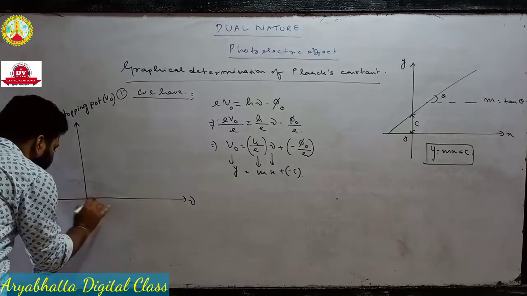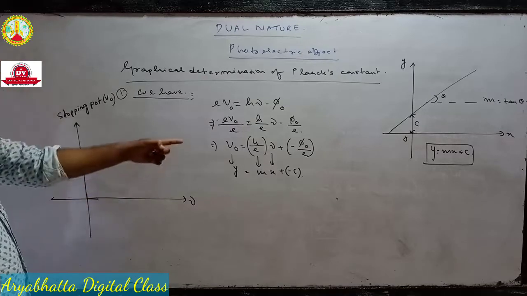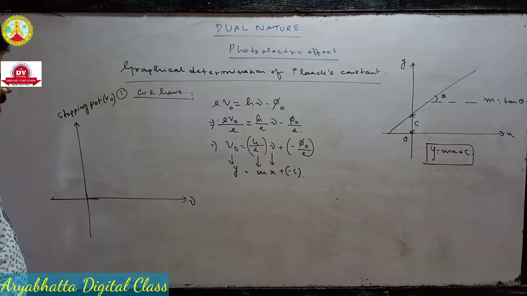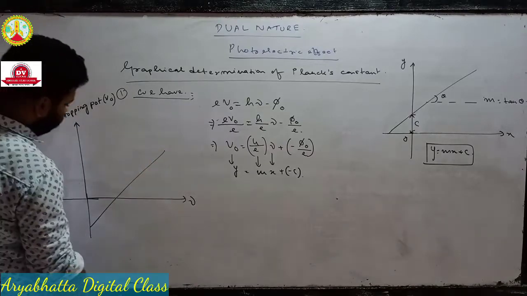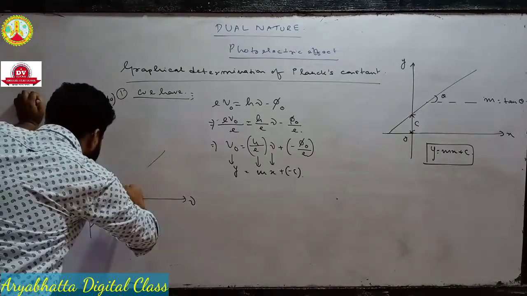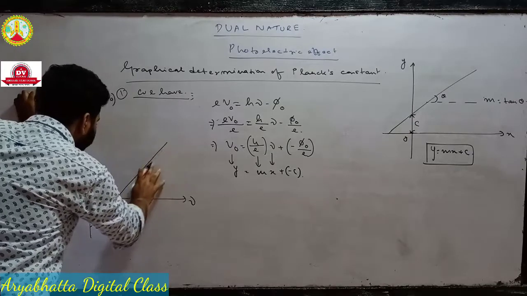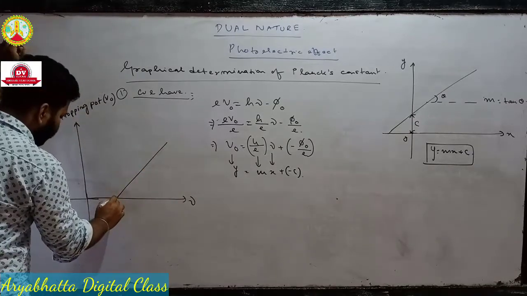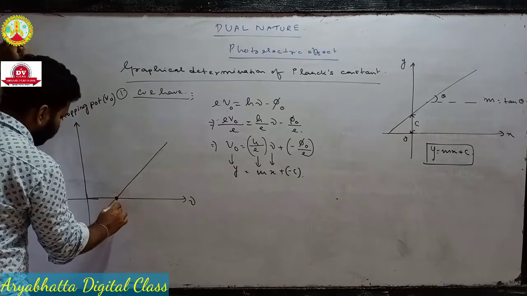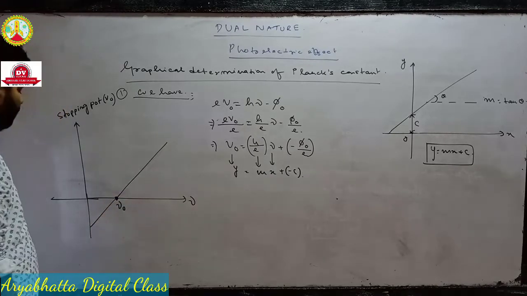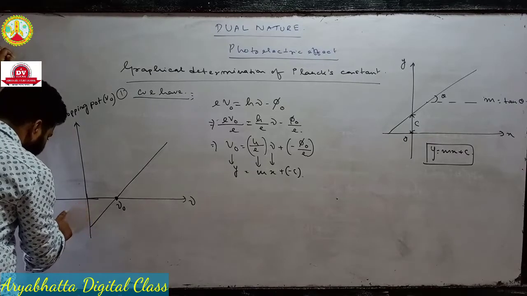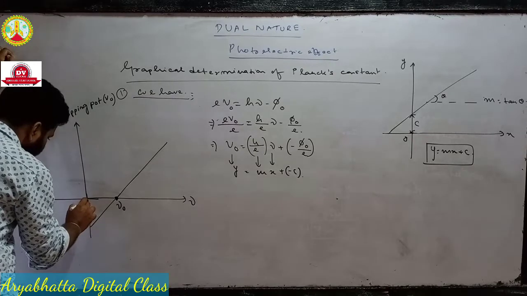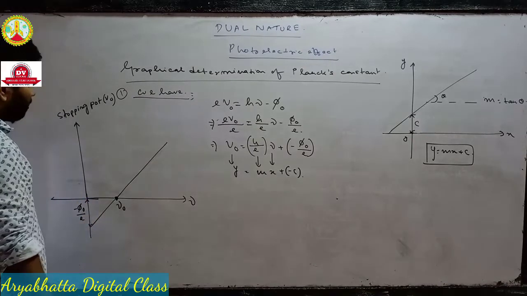अच्छा, then what will be the graph? देखो ग्राफ में एक negative intercept है, तो graph will start from this position. It will be a straight line. हाँ, so this frequency is known as nu naught. Nu naught मतलब threshold frequency, and this portion is minus of phi naught by e.